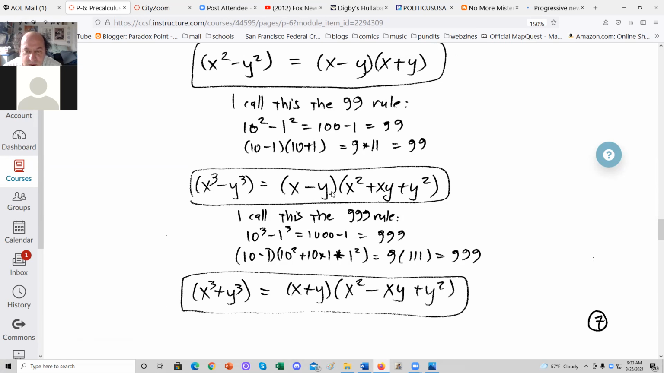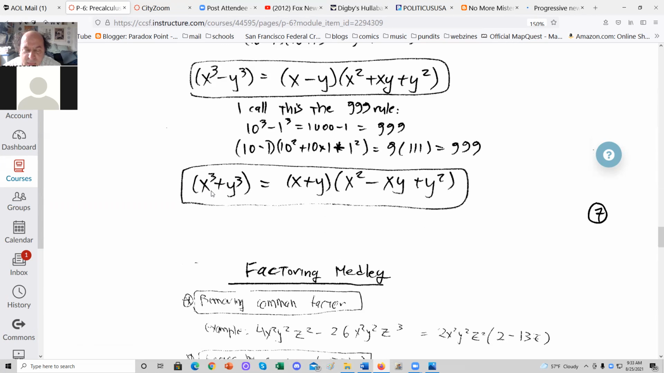Difference of cubes is the difference times square plus product plus square. Again, I mentioned this in the previous section in the reverse order. I call it the 999 rule because if you set x equal to 10 and y equal to 1, the left side, 10 cubed minus 1 cubed, is 999. And on the right, 10 minus 1 times 10 squared plus 10 plus 1 is 9 times 111, which is also 999. And sum of cubes is like this rule, only we swap the sign of the y and the xy. So it's x plus y times x squared minus xy plus y squared.